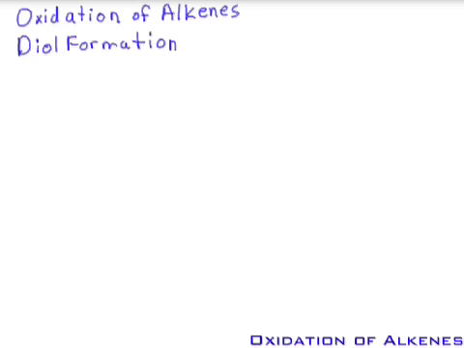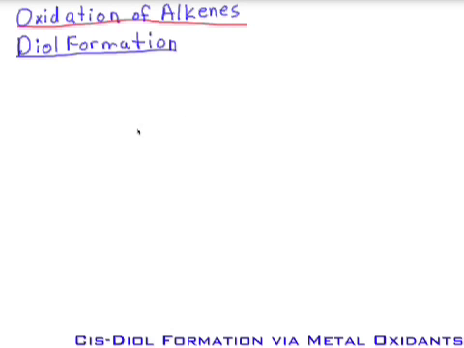Okay. So oxidation of alkenes and diol formation. All right. Diol formation is the direct addition of two OH groups to the two carbon atoms of the double bond, sometimes called hydroxylation reaction, and is carried out using metal oxidants.